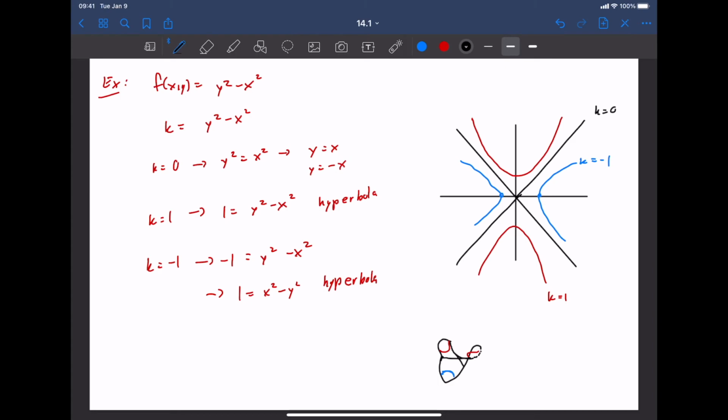You can go back to 12.6. You can look at GeoGebra to see what this actually looks like. But this is the same discussion we were having in 12.6. I do want you to know that. All right.